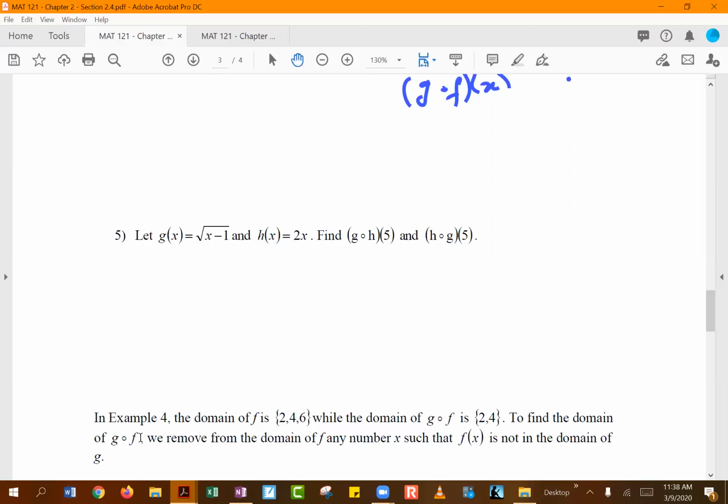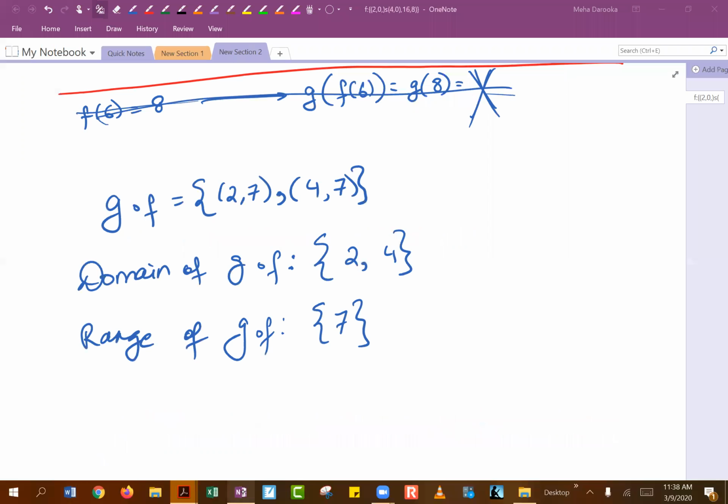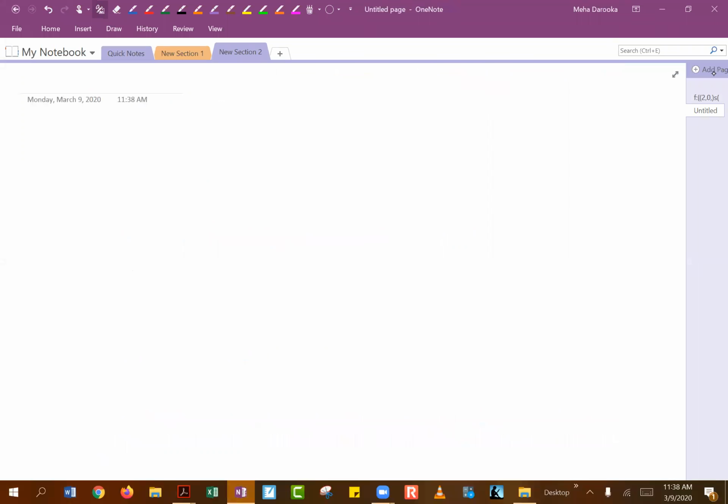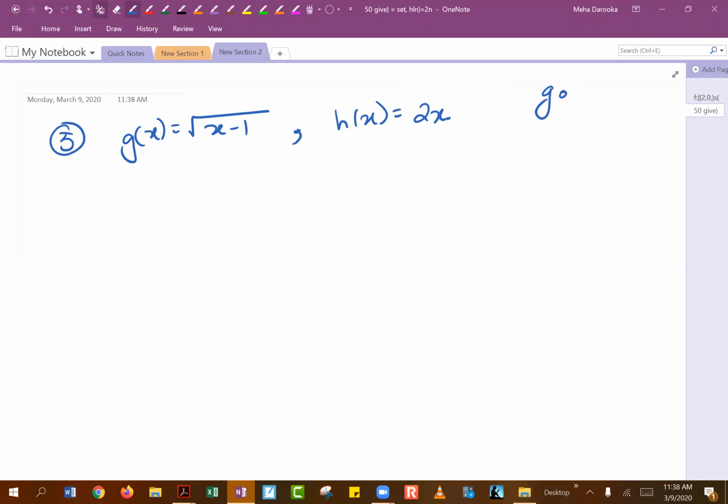After you do the composition, let me go ahead and write this down and then I'll show you how to break this guy down. Number 5. They're telling us G of X is the function square root of X minus 1, and H of X is the function 2X. They're asking us to find G of H at 5, and they're also asking us to find H of G at 5.